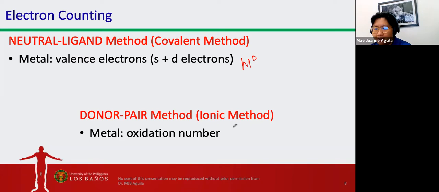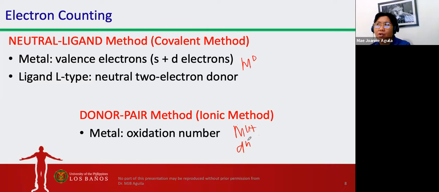For the ionic method, the metal is already in its charged form. So most likely it is in its cationic form. So consider the oxidation number, that's the amount of electrons that is lost. And usually the s electrons are lost. So most likely you're going to determine the dn count, or the dn electronic configuration for the metal.